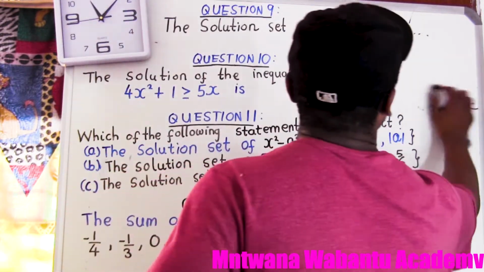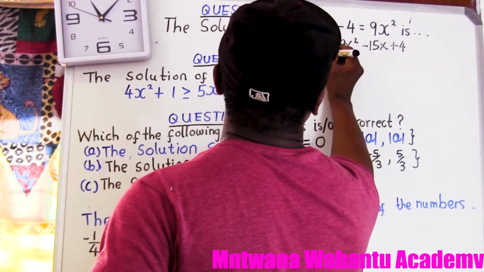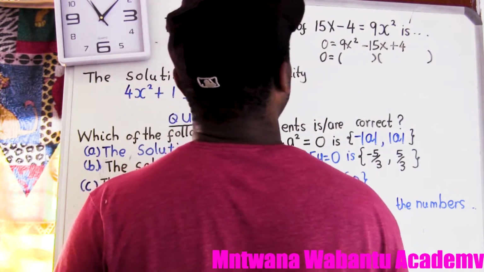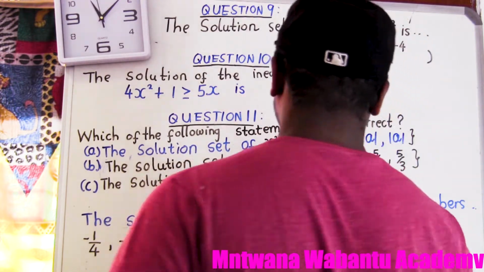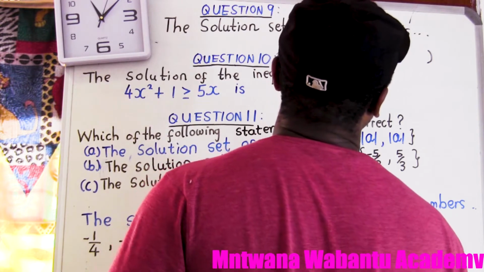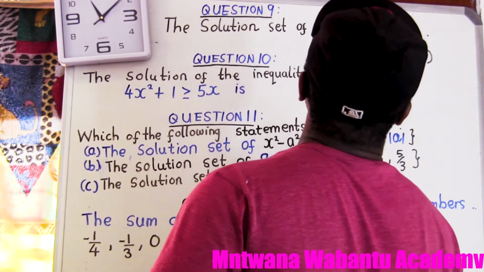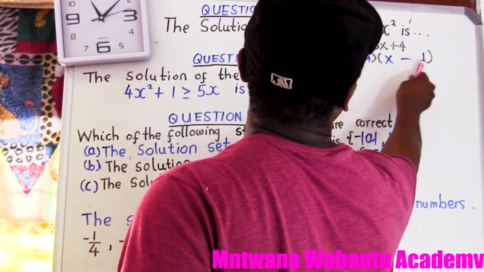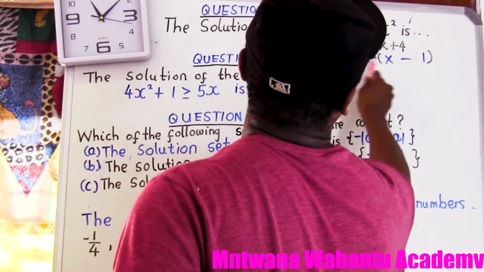Okay? Next step, let's factorize this. I'm going to say 0 equal, and write my two brackets here, then let's go step by step. How do we get 9x squared? This must be 3x, and this must be x, okay? Now, how do you get 4? We know this must be 4, and this should be 1 here. And this will be minus, this will be minus. Let's see. 3 times x, 3x squared, and then this will be negative 4x.